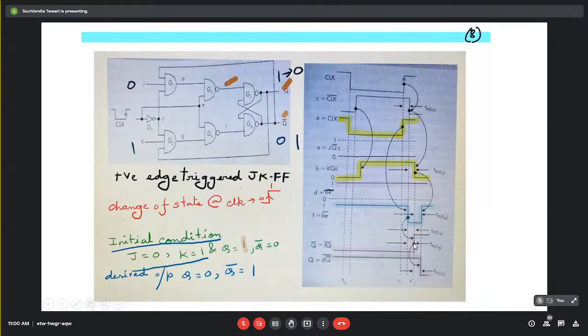So now the input will be 1 1, and this edge will be reflected at this point, where the Q will ultimately fall to 0. So you see, this is an entire clock period. Here another cycle is there, it is not drawn. Here is the positive half cycle, here is the negative half cycle, and the change is actually taking place after this edge, at this edge rather.